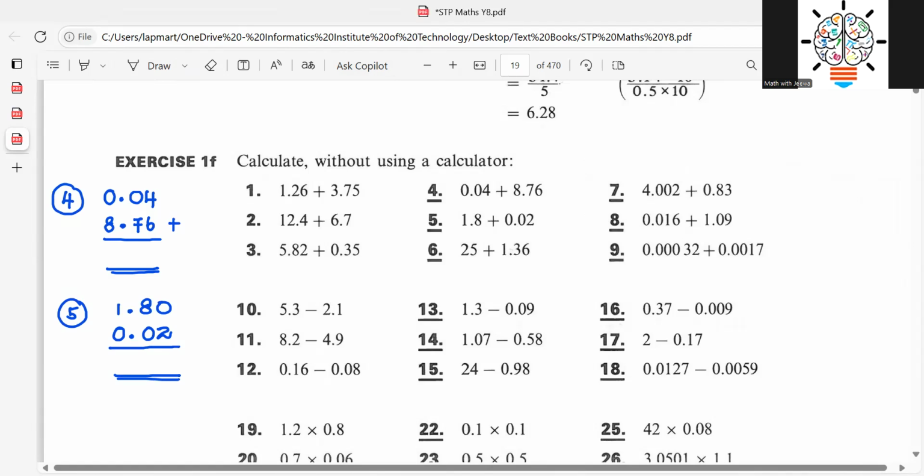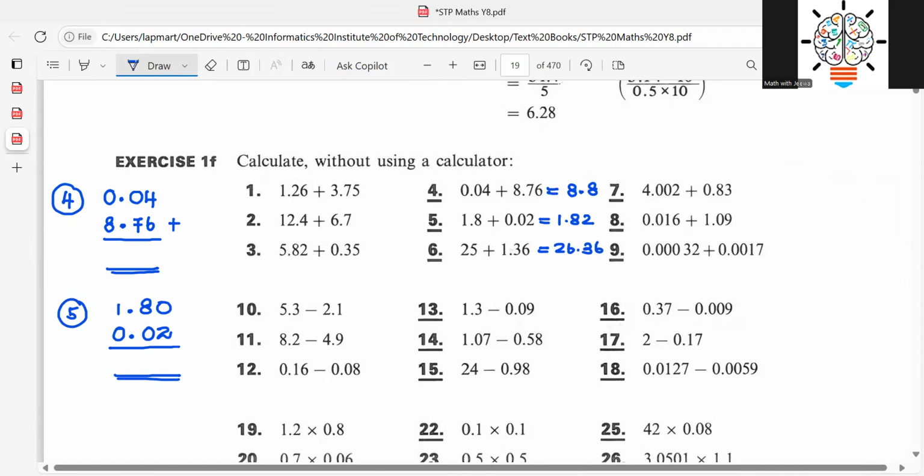0.04 plus 8.76, we get the answer 8.8. Here the answer is 8.8. Here I'm not showing the steps, but you know how to do it and what to do. I just showed you two examples here that you want to show your working. And this is 1.82. Then the next one is 26.36.